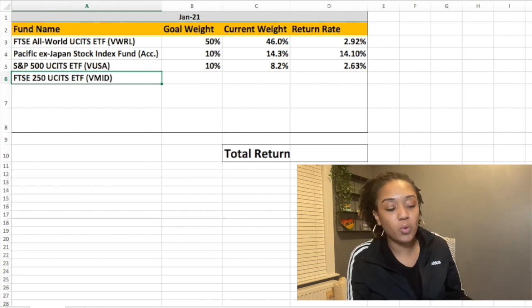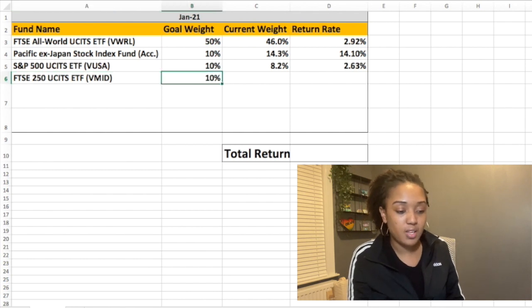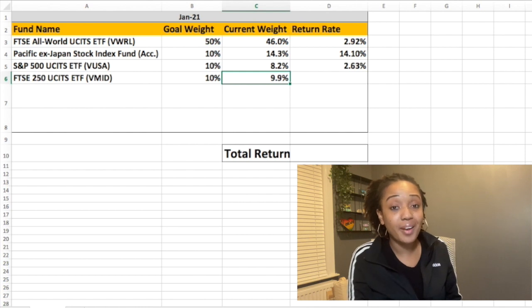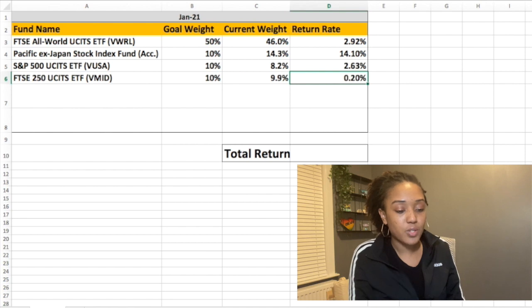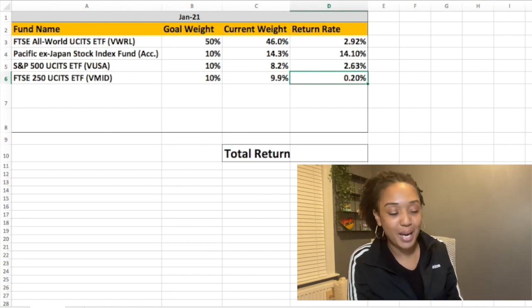Okay, and so my next fund is the FTSE 250, which I just did a video about. I'm all in with this one. I don't have the FTSE 100, I have the FTSE 250 just because it has performed quite a bit better than the FTSE 100 historically, but I'm not bad-mouthing the FTSE 100 at all. I get why people have it in their portfolios, but I feel more comfortable with this one. The goal weight for this is again 10%, and the current weight is 9.9%. So I'm pretty much bang on with this one, which is cool. And the return rate is 0.2%. I'll give it some time.